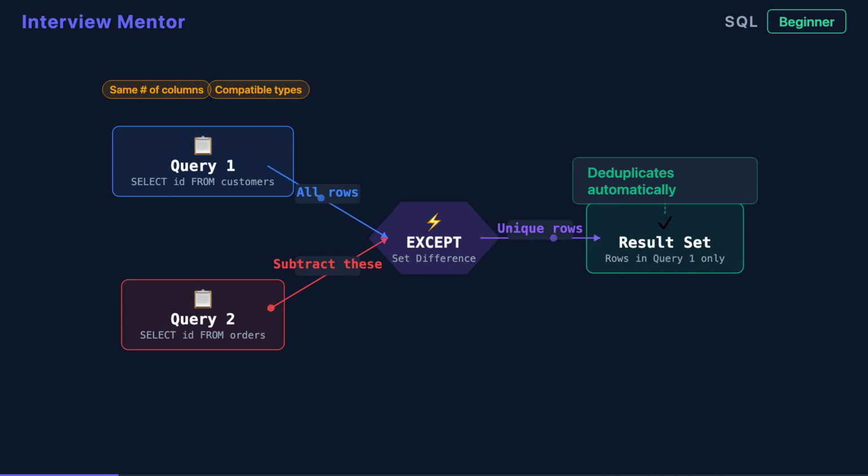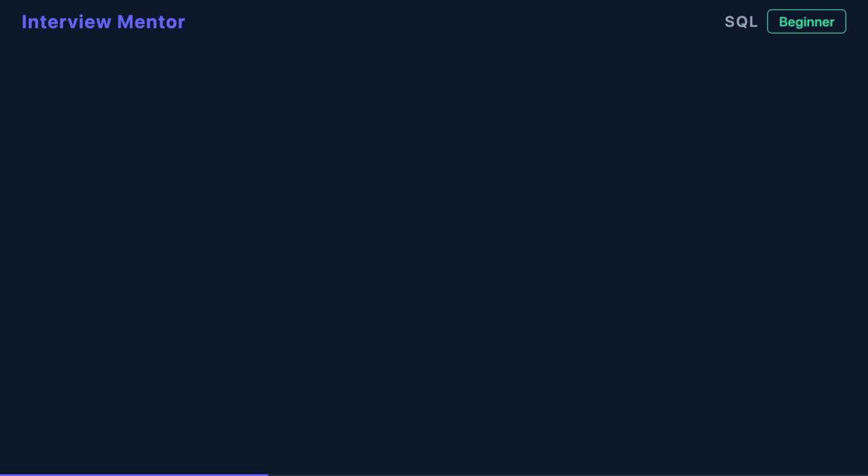The key requirement is that both queries must have the same number of columns with compatible data types, just like UNION or INTERSECT. EXCEPT automatically removes duplicate rows from the result, treating the output as a mathematical set. This set behavior means if the first query returns the same row multiple times, you'll only see it once in the final result, and only if it doesn't appear in the second query.